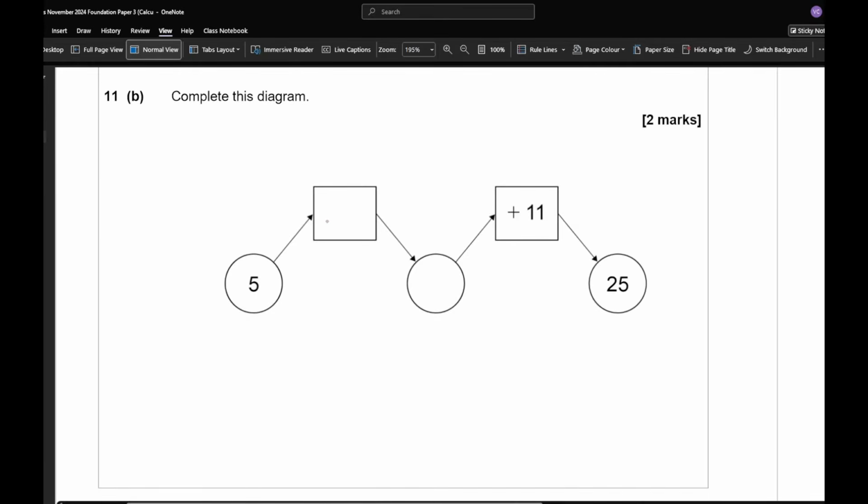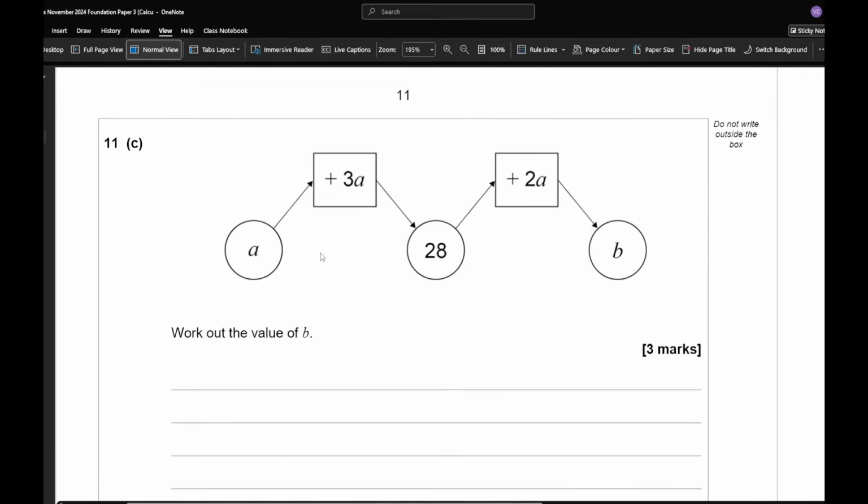Then for question 11b, this time I'm trying to find out the others. So the first one you need to find is the circle, and I do that by doing the opposite. So this is going to be 25 minus 11, which gives me an answer of 14. And then I've just got to decide, what do I do to get from 5 to 14 in one single operation? Well, I add 9.